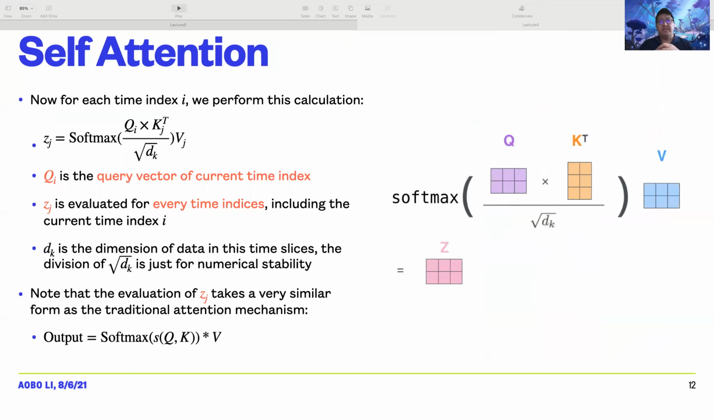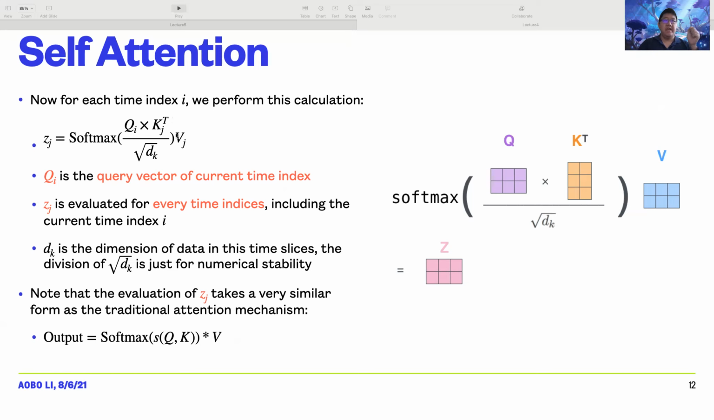Now for each index i, we perform this calculation. We calculate this value Z using the softmax of the query times the K divided by this constant number, and then times V. Qi is the query vector of the current time index. For example, if we use the second time index for now, then Qi is going to be Q2.